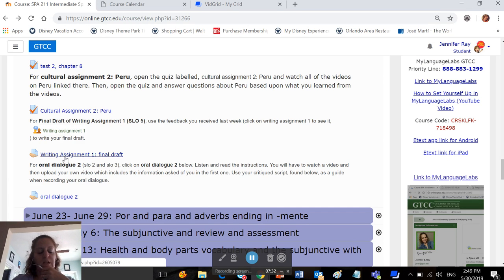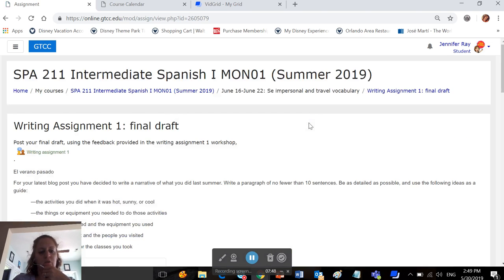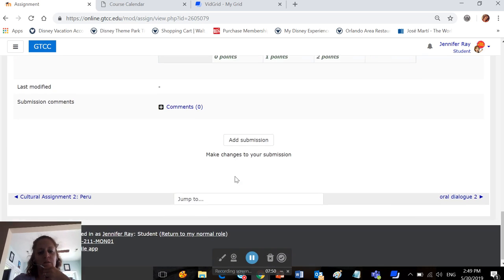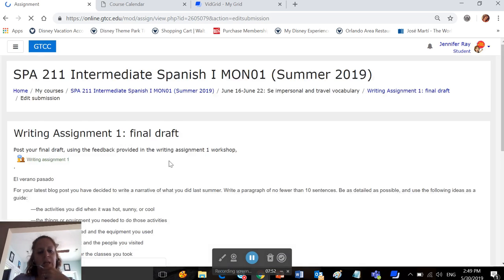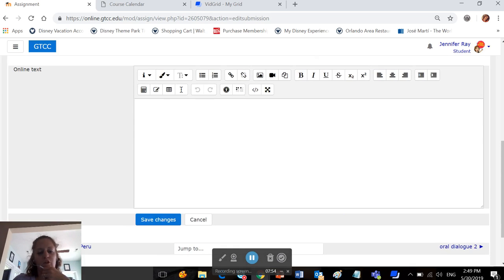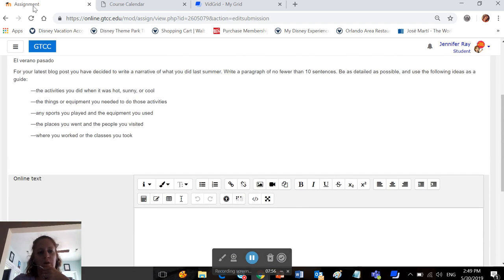Then you're going to take that feedback. I'll probably attach a link to a symbol sheet, and those symbols will be embedded throughout your paper so that you can make changes. You will make the suggested changes, and when you're ready, you will hit add a submission, and you will paste in your corrected version of your paper.